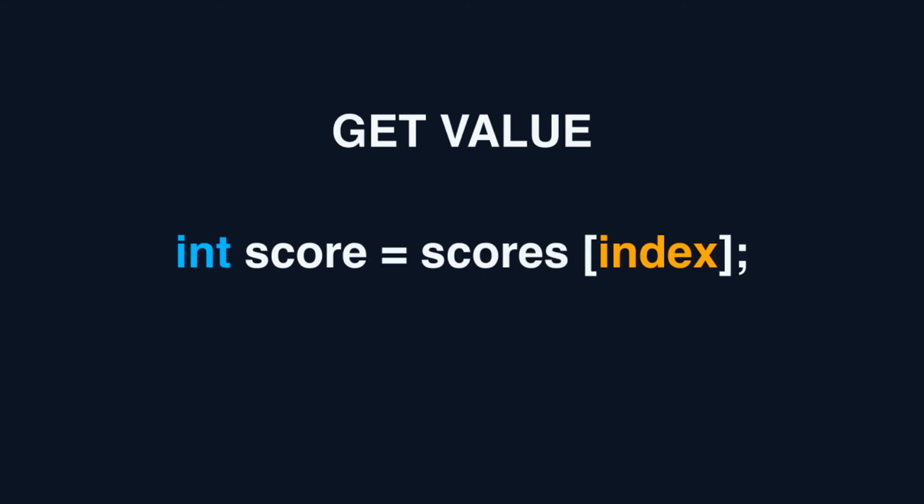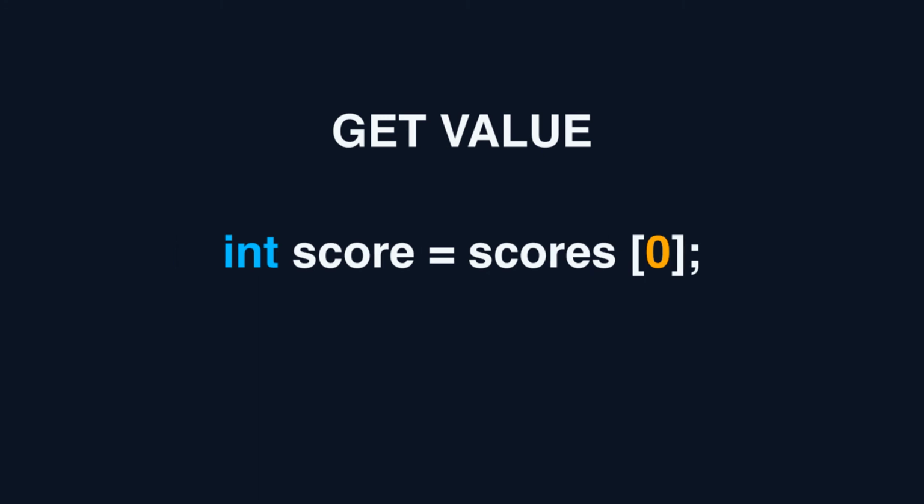To get an element of the array, we place the index between square brackets after the name of the array. For example, this would assign the value of the first element of the array to the score variable.